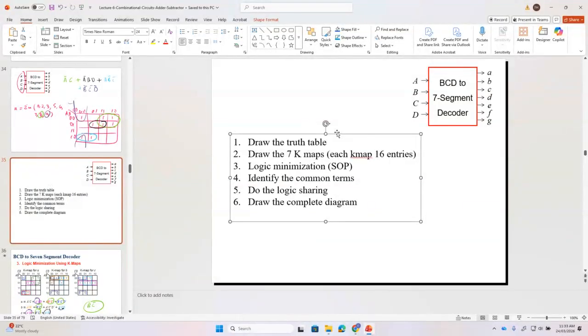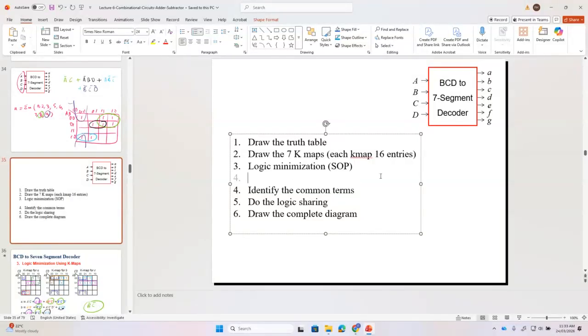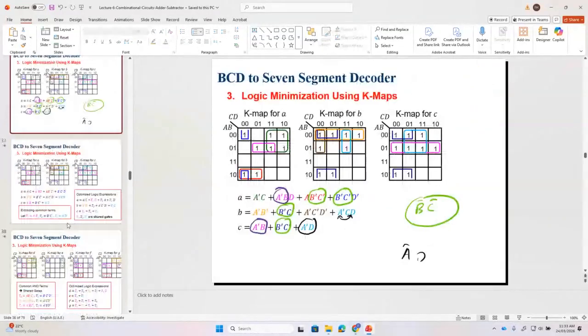Then we do the logic minimization. After the logic minimization, we have 7 expressions. Out of these 7 expressions, we identify the common terms. Any question? Then we do the logic sharing, and then we draw the complete diagram. Any question? So this is how we design it.